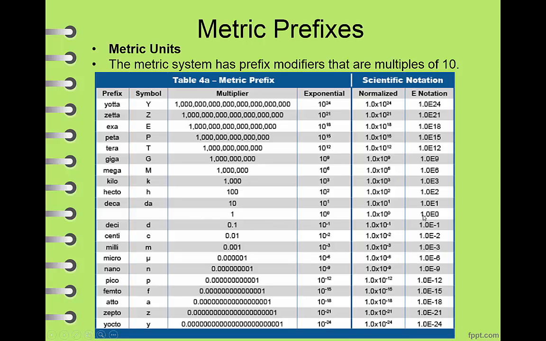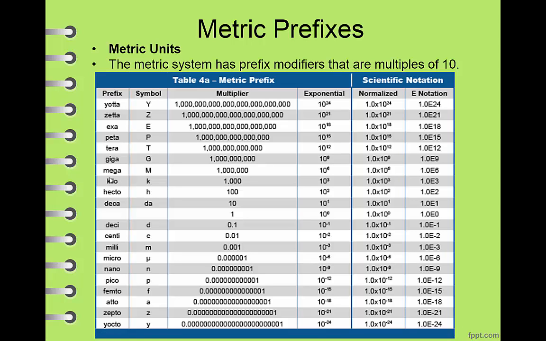So here's our base unit right here in the center. We start at 1. If we want to multiply up by 10, then we use the prefix deca. Multiply by 100, we have the prefix hecto. Multiply by 1,000, here's kilo, so on and so forth. Okay, and some of these, of course, get used more often than others.